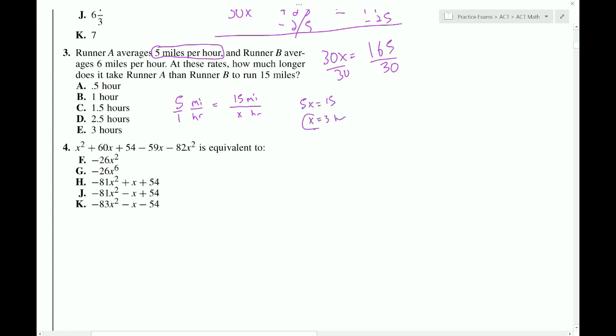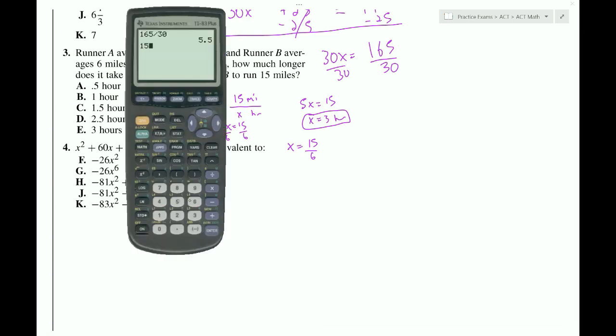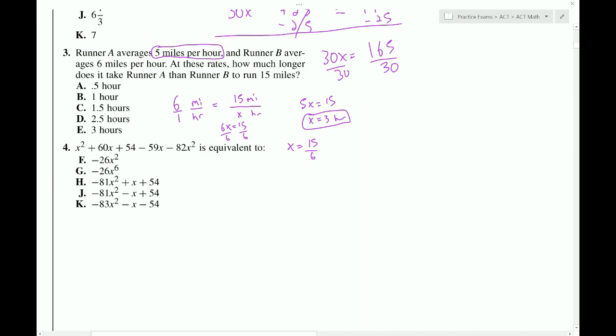3 hours. Now you can do the same thing with the other guy, except his number up top is 6. So you get 6x equals 15, divide by 6, and you will find x is 15 over 6. You can actually do it in your calculator, which is the simplest way. So you do 15 over 6, and you get 2.5. So what is the difference in time? It looks like 0.5 hours, right? Choice A.